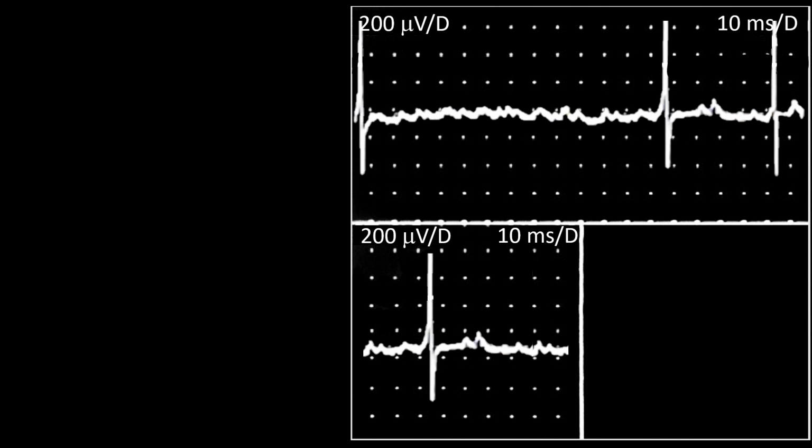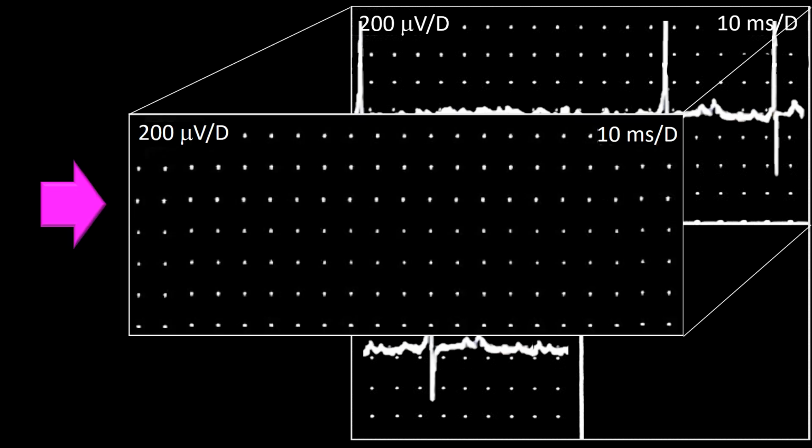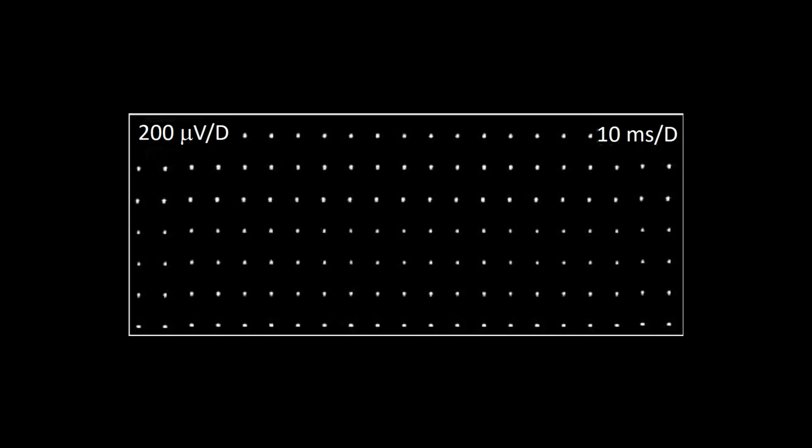Many EMG screens have an upper panel and a lower panel. While the lower panel is mainly used to analyze shape and stability of a potential, the upper panel is used to get a gestalt impression of the activity and to determine amplitude and frequency. In this frame, I have enlarged and now isolated the upper panel to point out some relevant features.